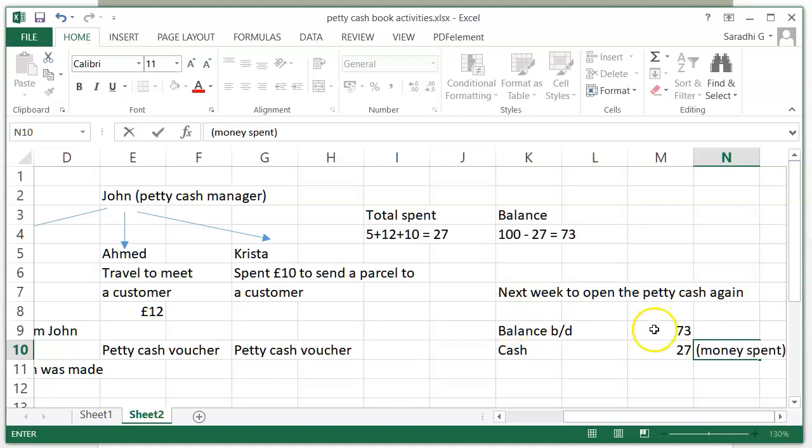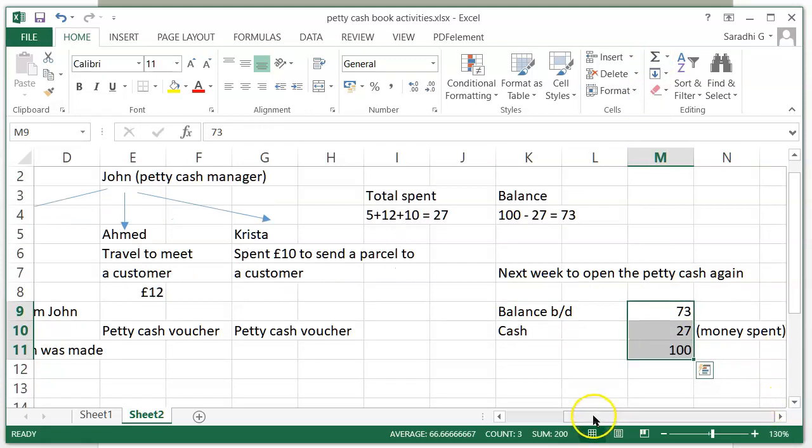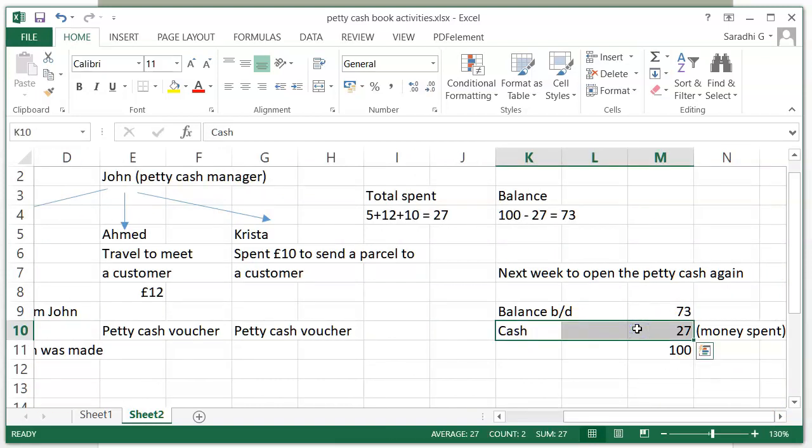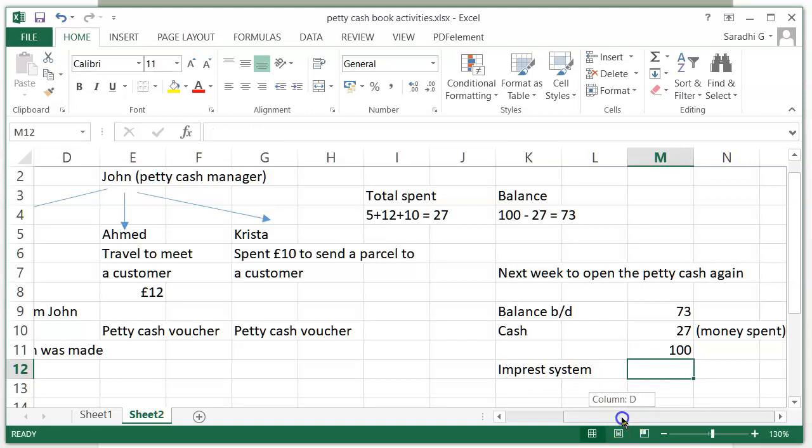And that way you can see that their opening balance is again going to be 100 pounds. So this procedure, where they are only withdrawing the money they spent, is called the imprest system. Okay. So this is how you prepare a petty cash book.